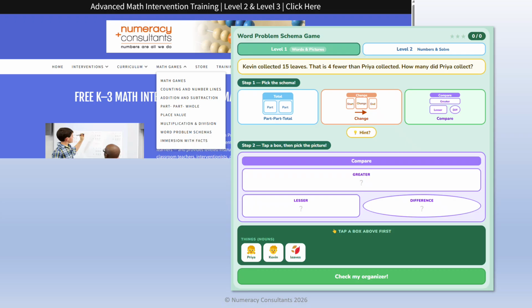You also can assign these for students to use as well, and there's a lot of different variations, different ways that they can work on schema. Some, they're just putting the schema together with images. Others, they're actually plugging in numbers and solving it, but this is a really great resource you'll have free access to as well.